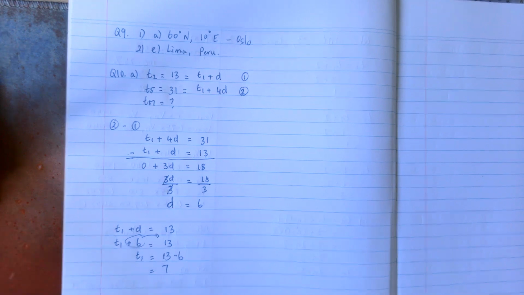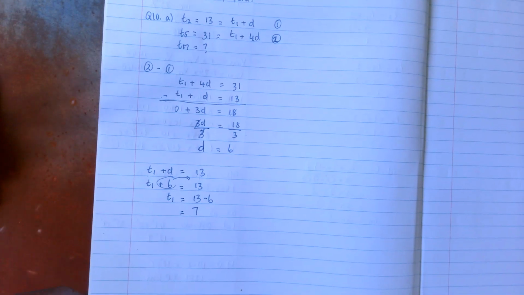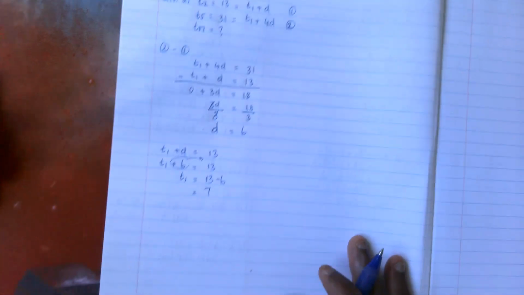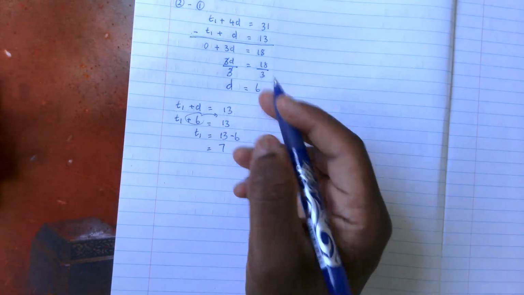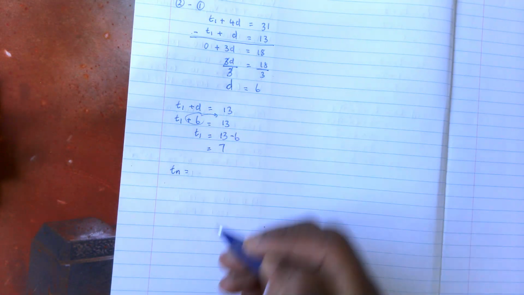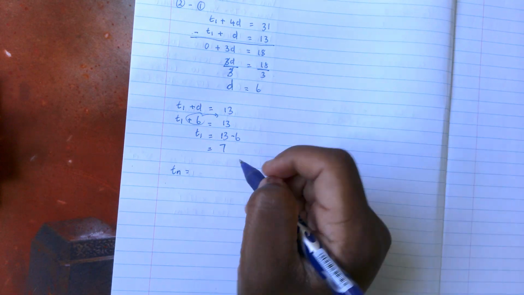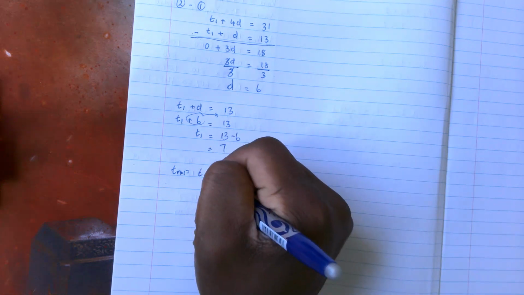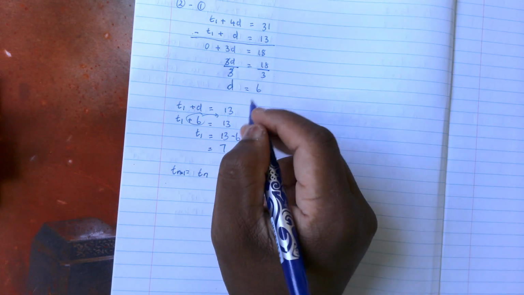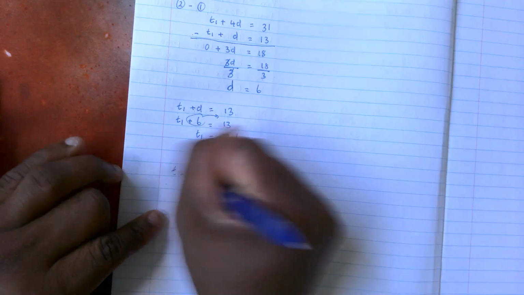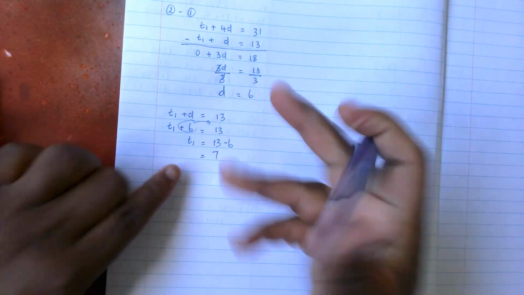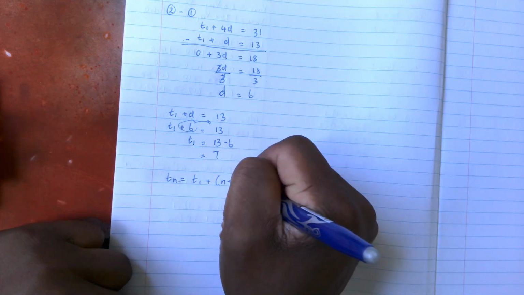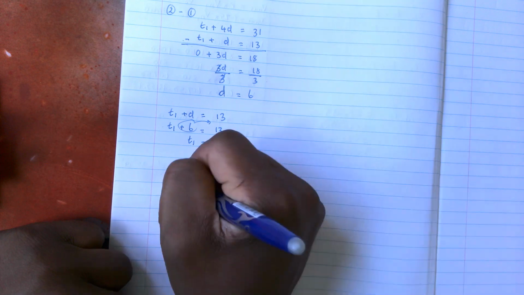Next step, now that we've got T1 and D, we can work out what our 17th term is. We know that our generic equation for an arithmetic sequence, let me try that again. We know that Tn equals T1 plus n take 1 times D.